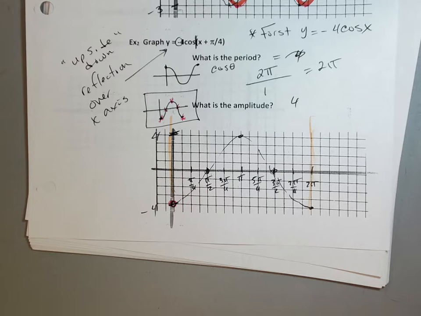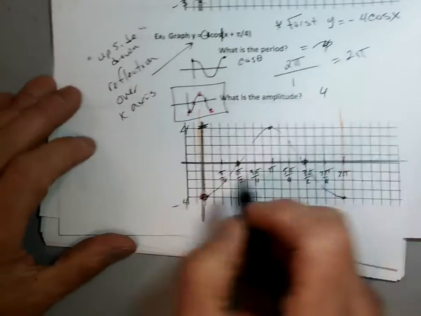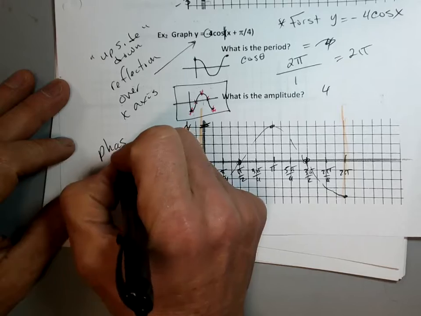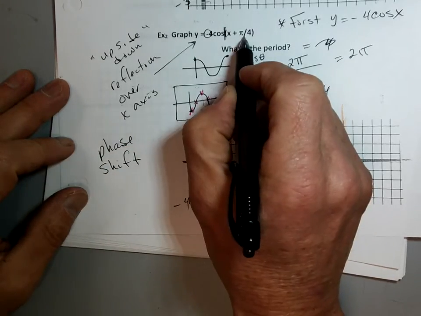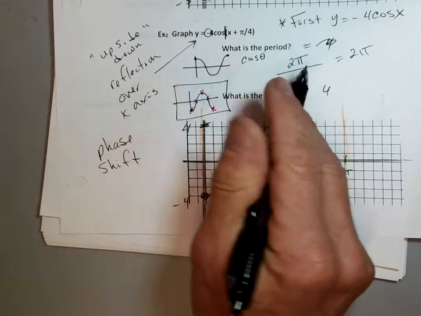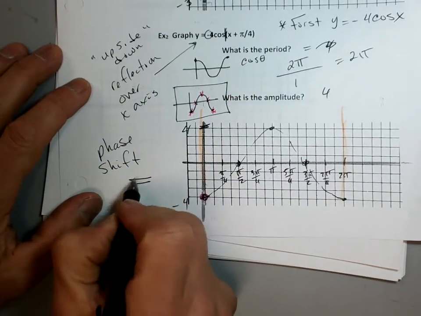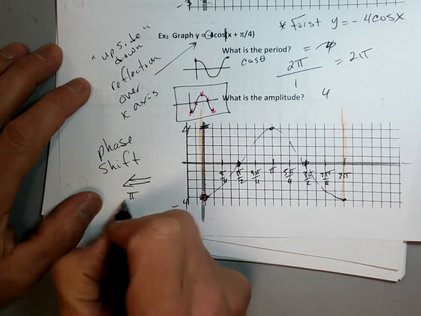Okay. Now we're going to move it. Now it gets easy, because moving is easy because we've got our important points. So we're going to do a phase shift. So we do what we call a phase shift. We do a phase shift of pi fourths. But we're going to go backwards. Because it's a positive, we're going to go back pi fourths. We're going to go to the left, okay?